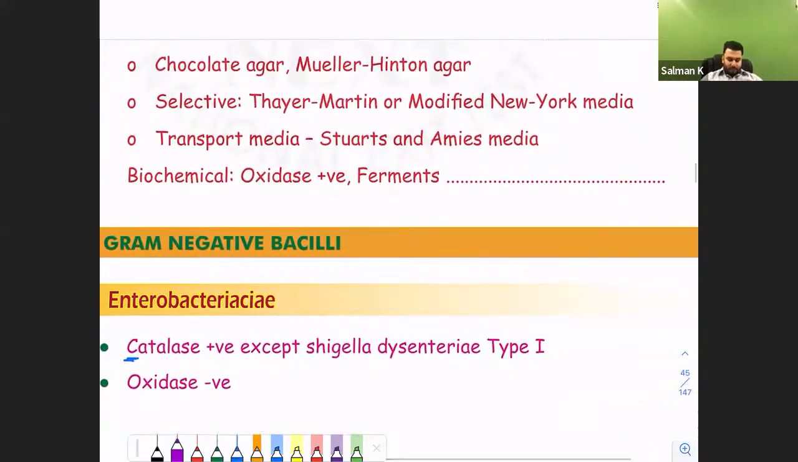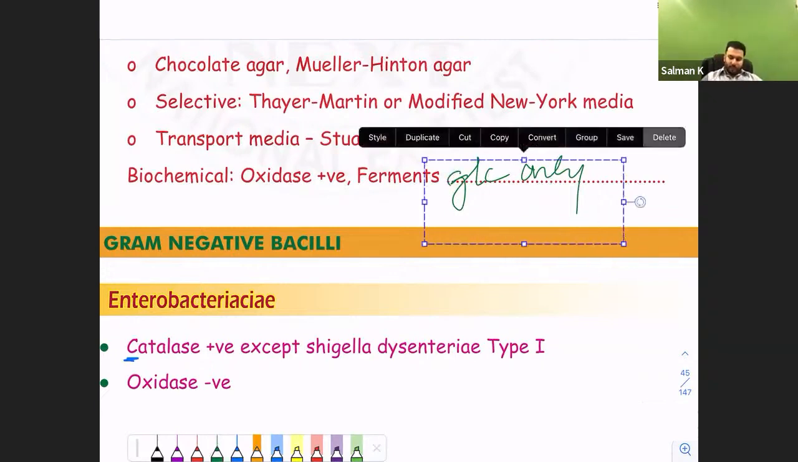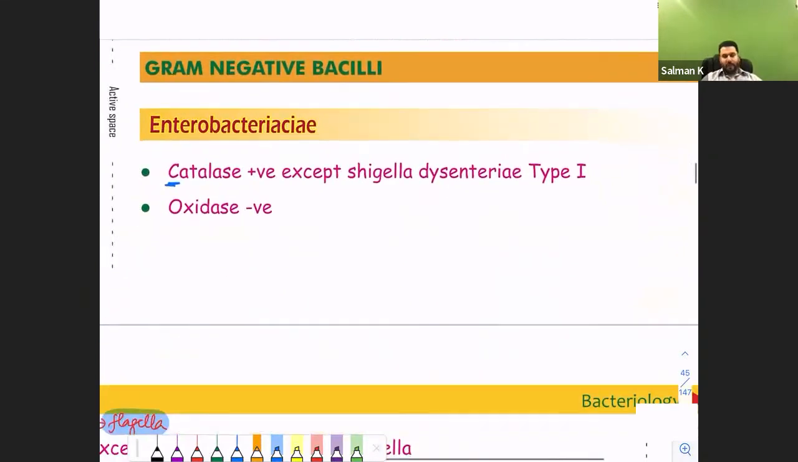Next, if they ask you the selective media, as usual, nothing changes. Thayer-Martin or the New York media, as I told you, this is what you need to know for this organism. Next, sorry, this is the organism that ferments glucose only. Okay, it ferments glucose only. So that's the keyword to be known here. Okay, let's move on to the next part.